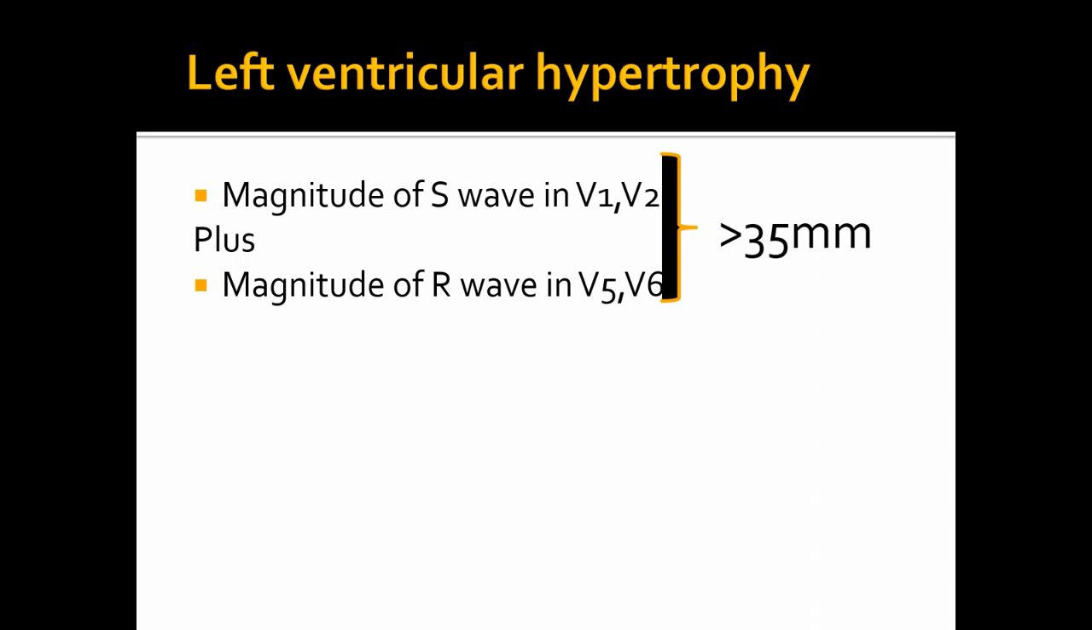So the magnitude of S wave in V1 or V2 plus magnitude of R wave in V5 or V6 should be more than 35 mm. And this is the voltage criteria, also known as the Cornell criteria for left ventricular hypertrophy.